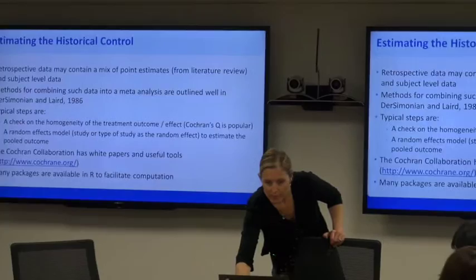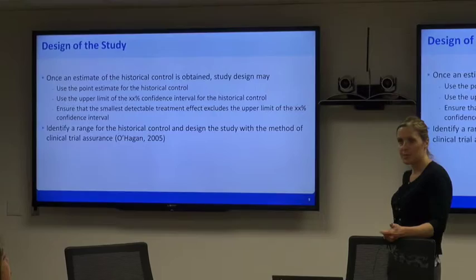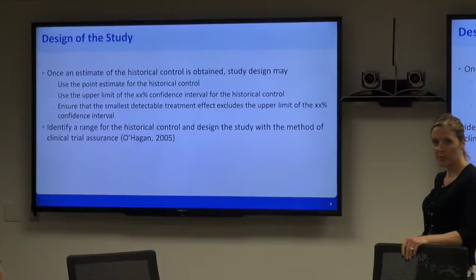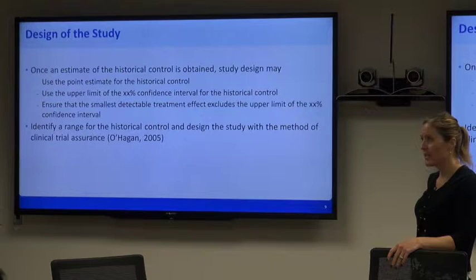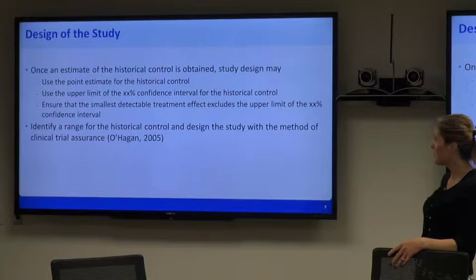Okay, so now you have an estimate of your historical control. You probably have an estimate and a confidence interval. So how do you use that to design the study, right? Off the top of your head, you think that should be pretty straightforward, right? But there are actually a couple different approaches you could use. And at this point, I think you'd probably want to start interacting with regulators to get an idea of what their expectations are. So the most obvious would be to use the point estimate for your historical control.